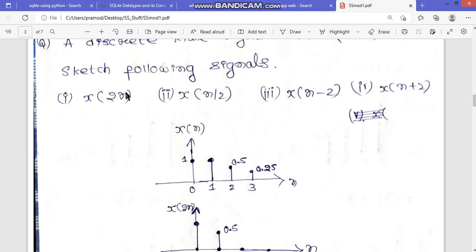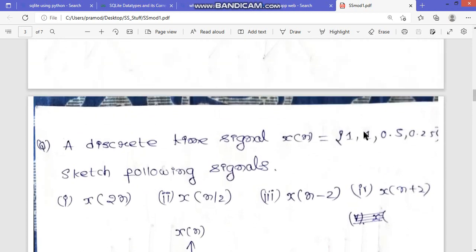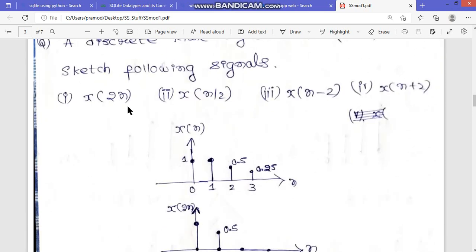What will happen when you apply the value of n as 0? x of 2 into 0 is x of 0. What is the value of x of 0? It is 1. When you give the value of n as 0, x of 0 is 1. This is x of 0, x of 1, x of 2, and this is x of 3. Now when you apply the value of n as 1, x of 2 into 1 is x of 2. What is the value of x of 2?